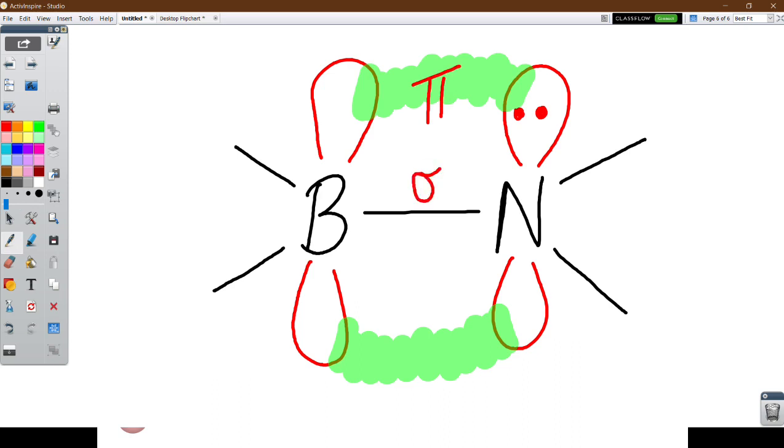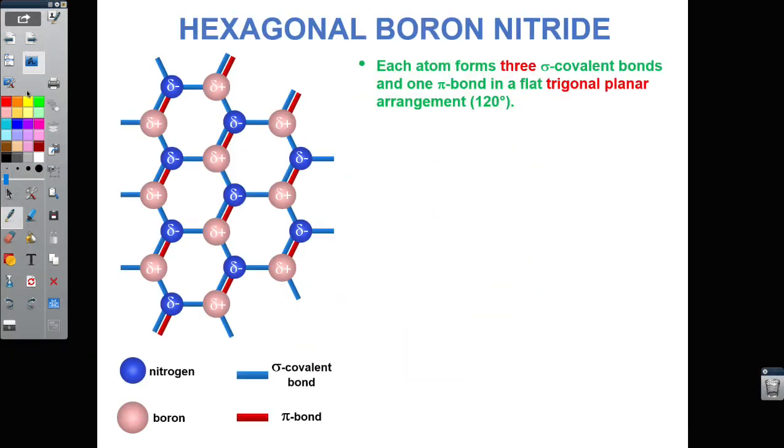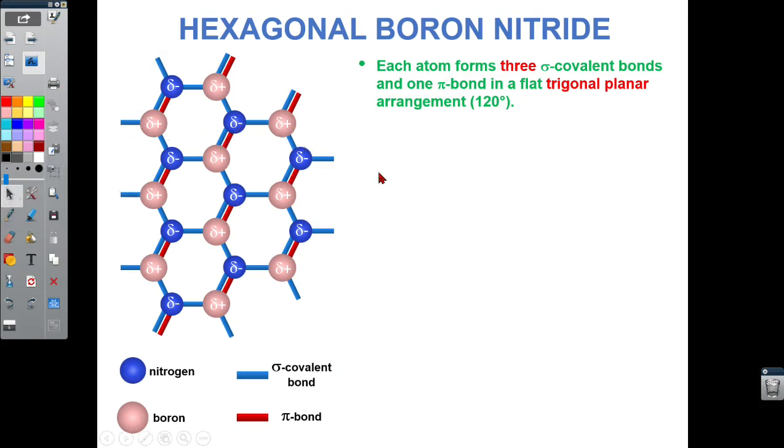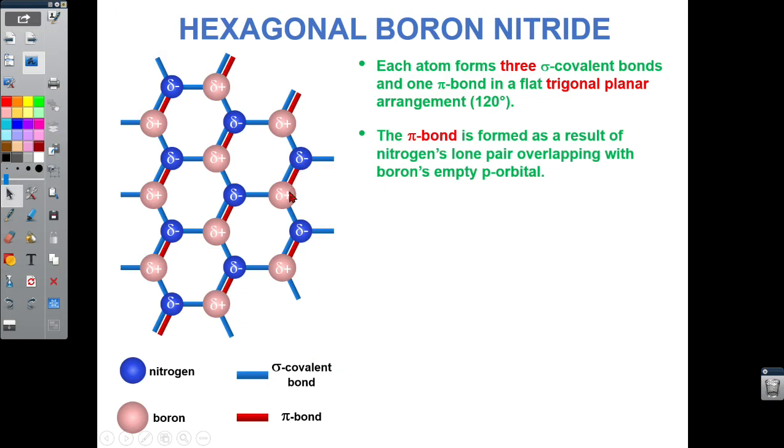So this is the situation we have in hexagonal boron nitride, where this pi bond, the one I've shown in red here, has both electrons coming from the nitrogen. So it's almost like a coordinate pi bond. It's all a bit strange.